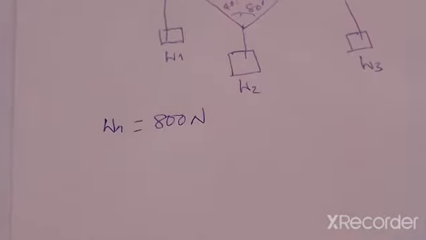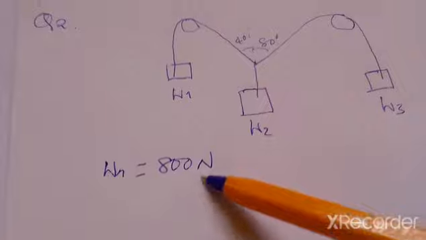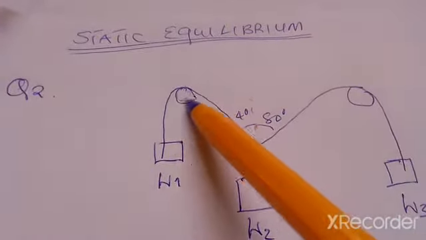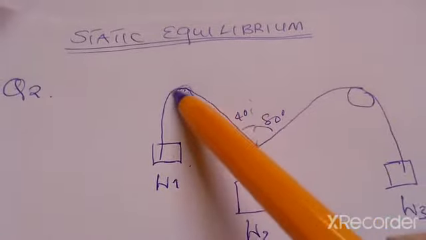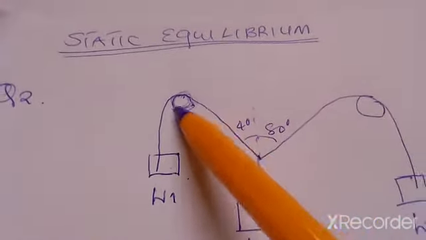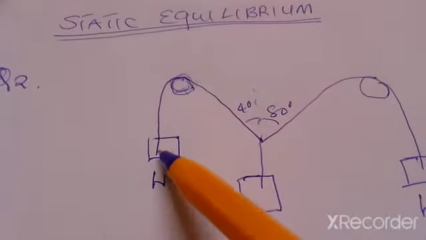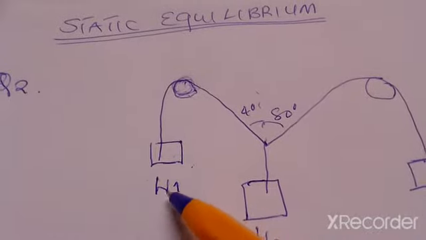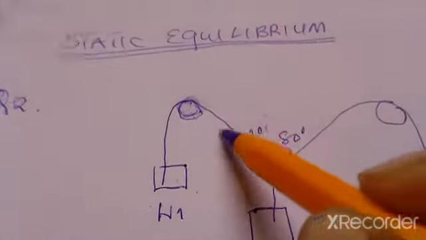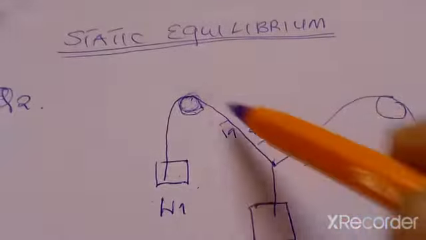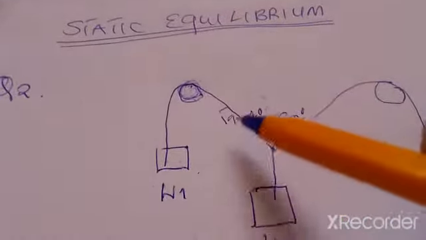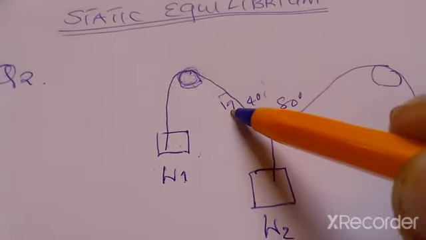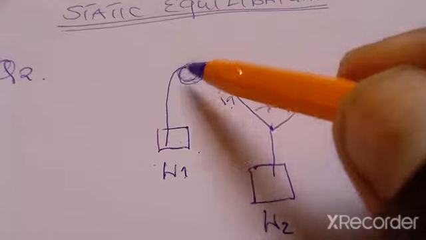Now if we take W1 to be equal to 800 newtons, we can focus on the pulley here. If we focus on this pulley, there are two forces acting on it. There's the weight, which is W1, and there's the tension, which is tension 1. If this is in equilibrium, we can say that W1 is equal to T1.